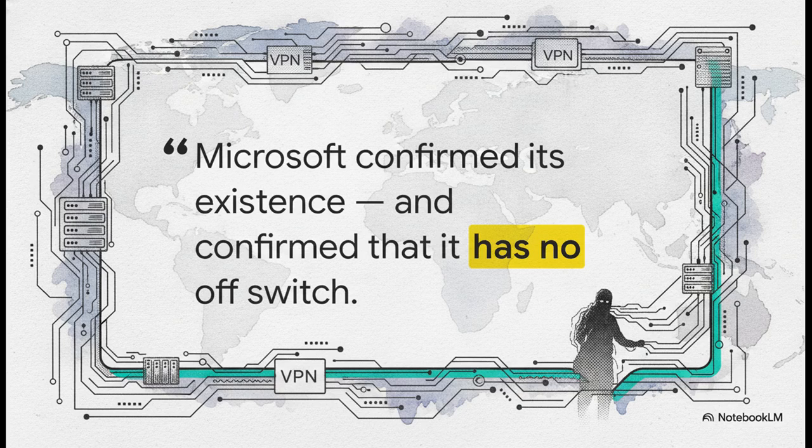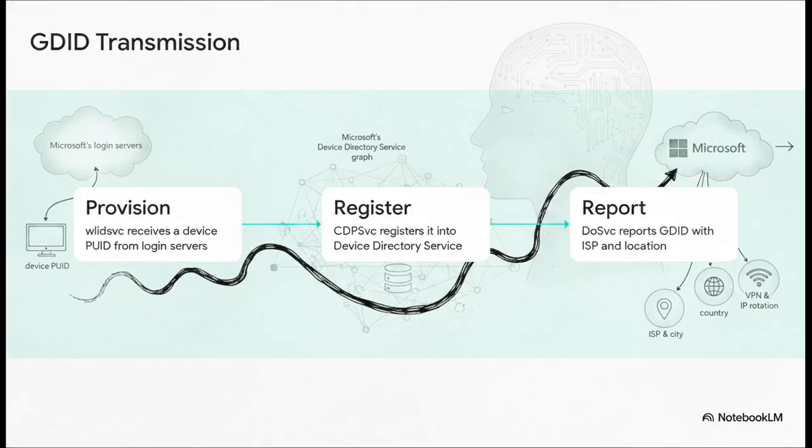Microsoft confirmed its existence in court documents, and, this is the kicker, they confirmed that it has absolutely no off switch. None. So how exactly does an unstoppable tracker operate under the hood?